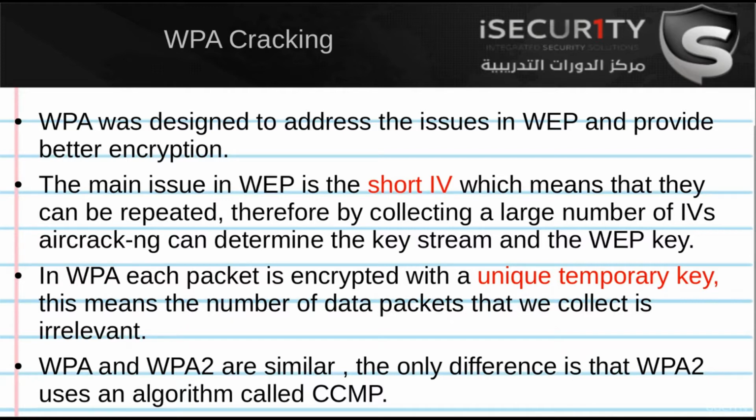In WPA, however, each packet is encrypted using a unique temporary key. This means that the number of data packets that we collect is irrelevant. Even if we were able to collect 1 million packets, these packets are not useful because they do not contain any information that can help us crack the WPA key. Now I'm talking about WPA, but WPA2 is the same. It works by the same method, and it can be cracked using the same methods. The only difference between WPA and WPA2 is that WPA2 uses an algorithm called CCMP for encryption.